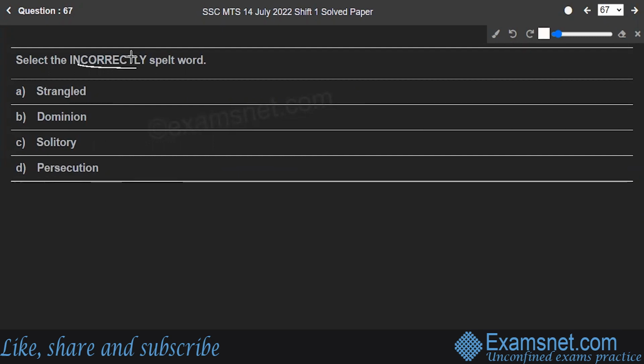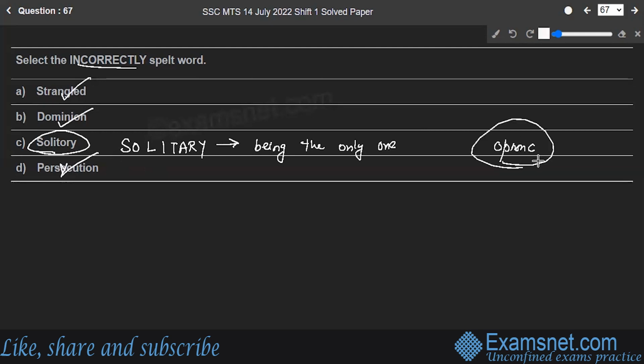So strangled. Strangled spellings are absolutely correct. That's right. Then is the word dominion. Dominion is also correct. That's absolutely fine. Then is the word solitary. These are not the spellings for the solitary. It's Solitary. Solitary means being the only one or not being with other similar things, often by choice. Okay, so then is perfection. This is absolutely correct. So we have all the correct ones. Option C was the incorrectly spelled word.